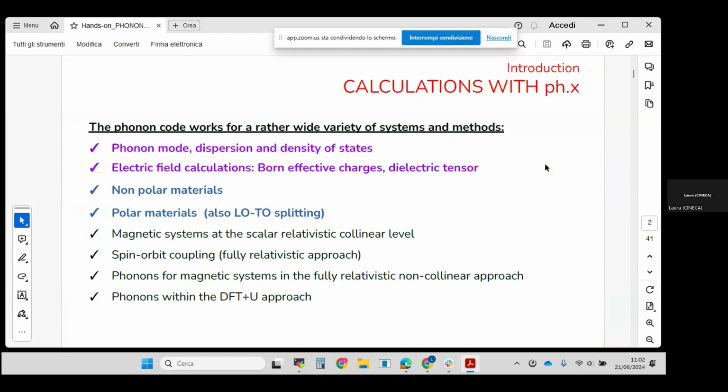So, first of all, today we will cover some kinds of calculation, in particular the computation of phonon modes and frequencies for a given Q point, phonon dispersion, and we will see also how to compute the Born effective charges and the dielectric tensor. We will see these examples for both non-polar and polar materials, including LO-TO splitting. Keep in mind that it is possible also to compute more systems and properties, for example, magnetic systems at the scalar relativistic collinear level, phonons for magnetic systems in the fully relativistic non-collinear approach, and as a recent development, also phonons within the DFT plus U approach.